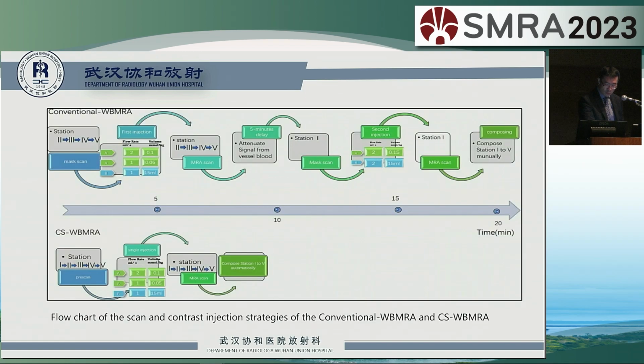And here is the workflow of the 2 methods. So on top is the conventional whole body MRI. You can see that it requires 2 contrast injections, and the bottom is a compressed sensing based M-Dixon method, which is only a single injection, covering all 5 stations.